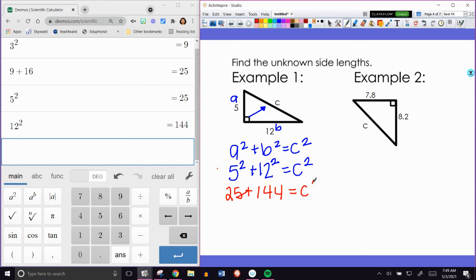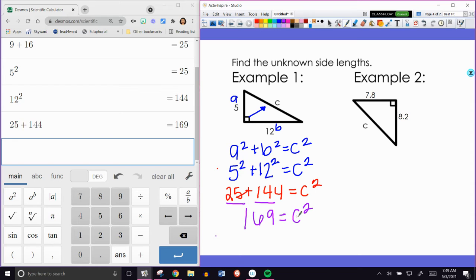And it's going to equal C squared. So as I keep working through this problem, I have 25 plus 144. I can type that in the calculator and get a number. So I'm going to do 25 plus 144, and it equals 169. And that's going to equal C squared.